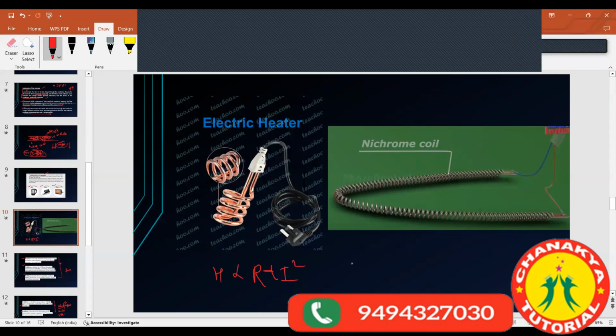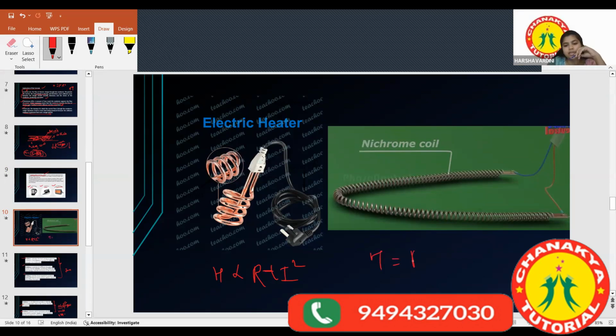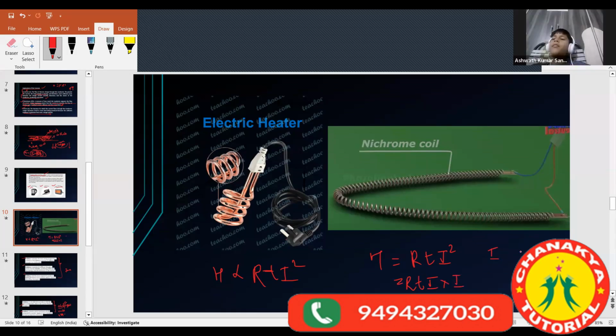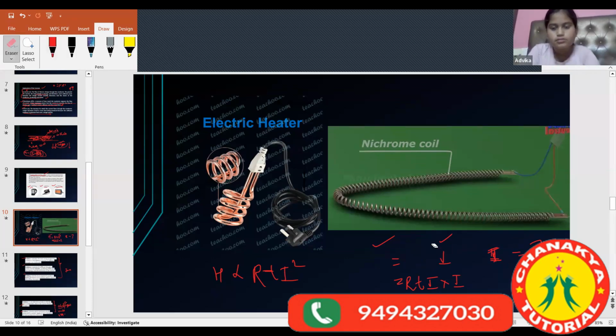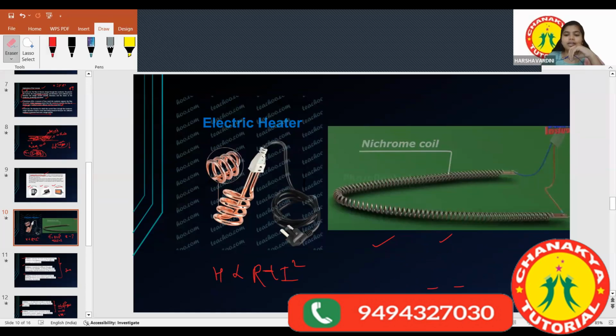So H is basically R, T and I squared. I squared means I into I. So 1 I is basically how much heat? If I is 2, then I squared is 2 into 2. Now my question is, 1 I is equal to how much heat? Ma'am, can you repeat the question? It's okay. We'll discuss this later. I don't want to confuse you now. We'll go to problems.